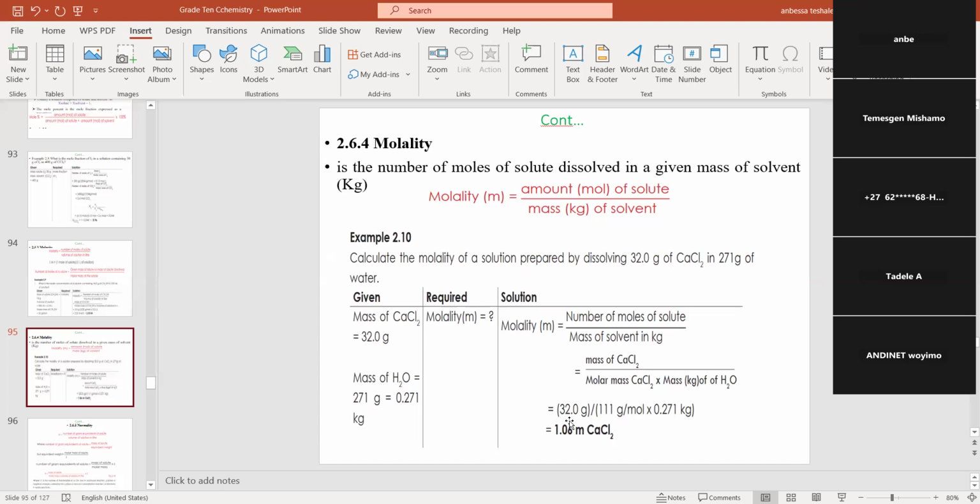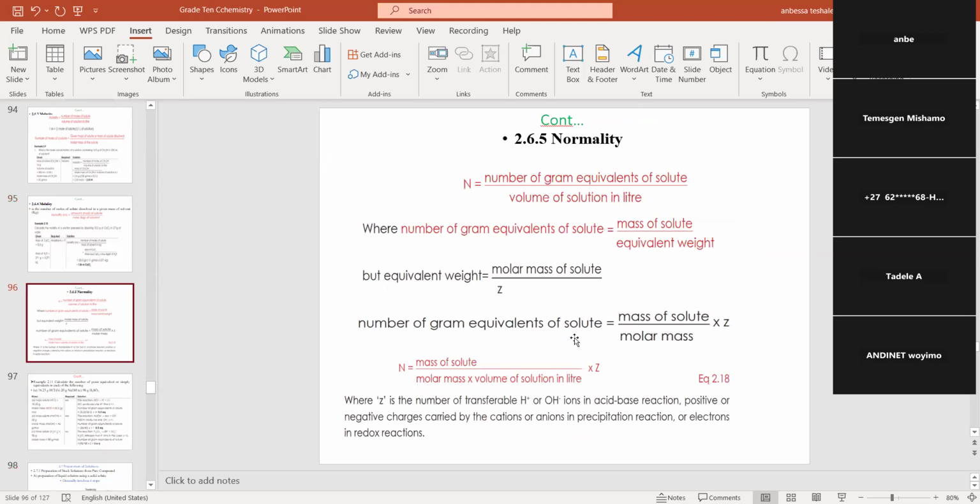So therefore, 32 divided by 111, because 111 is the molecular mass. For example, calcium is 40 plus 35.5 times 2, which is 71. 71 plus 40 is equal to 111. So the molality becomes 1.06. The other concentration unit is normality.